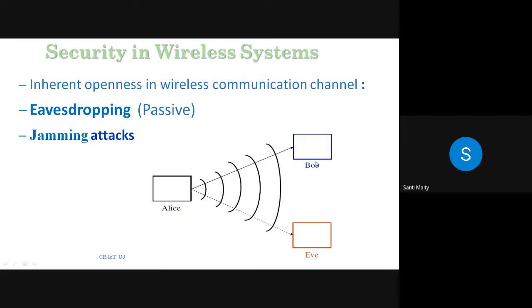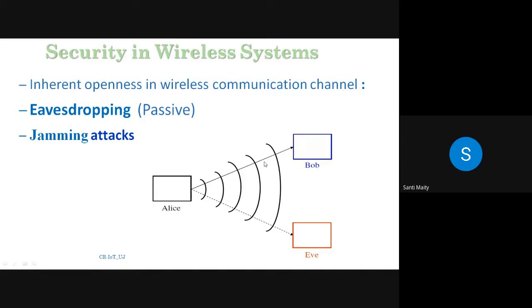I'm not talking about passive eavesdropping in the sense that it receives, changes the ciphertext and transmits to Bob. I mean, in cryptography, there is a key, an encryption key, which is used to convert plain text into ciphertext. And at the receiver, Bob uses the key and deciphers it. So eavesdropping is one issue and jamming is another, meaning disruption by power transmission.